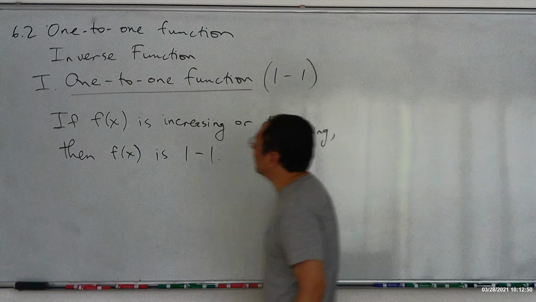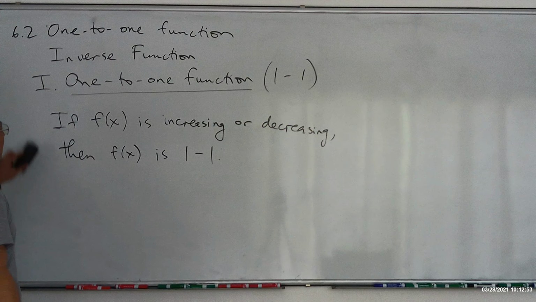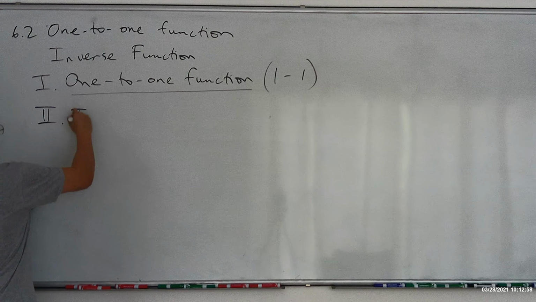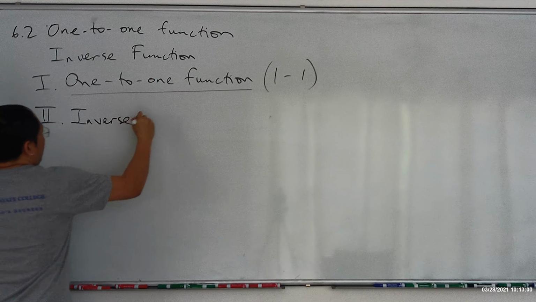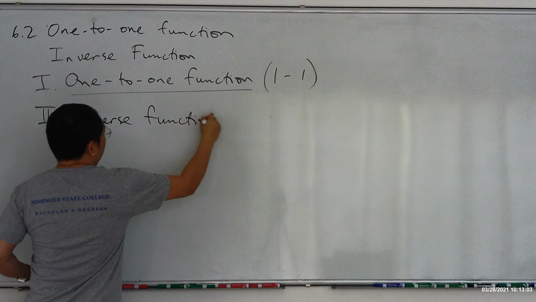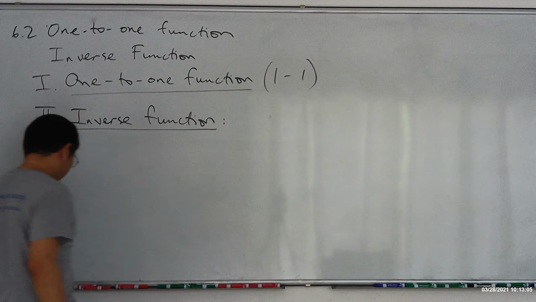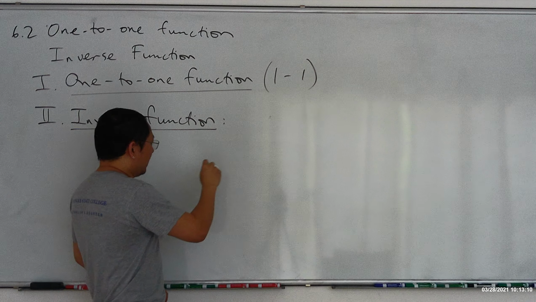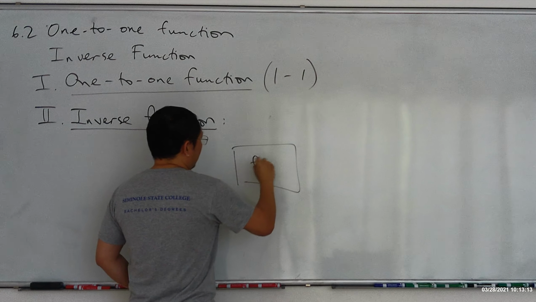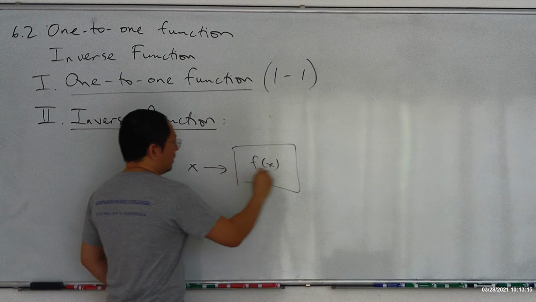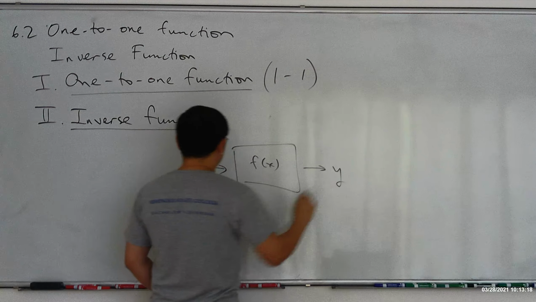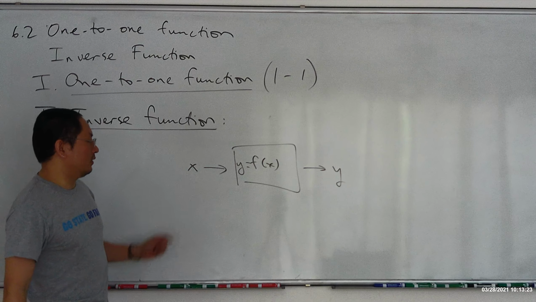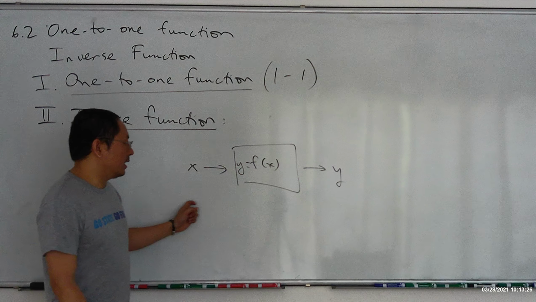Now let's move on to the second part of this section. We're going to talk about inverse function. Number 2, inverse function. Okay. We have a function already. Say this is my function, f of x. And you plug x in, you get y out. X comes in, y comes out. Right. This is a function, y equal to f of x. Whenever you plug an input, x in, you got a y out.